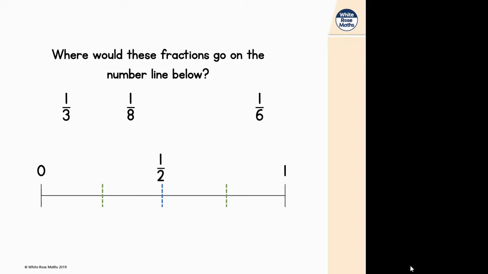What could we do with those 4 equal pieces to make it into 8 equal pieces? We could divide each of those 4 in half. That gives us 8 equal pieces. Do you see where 1/8 would go?